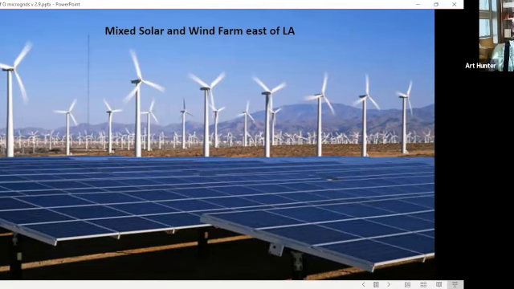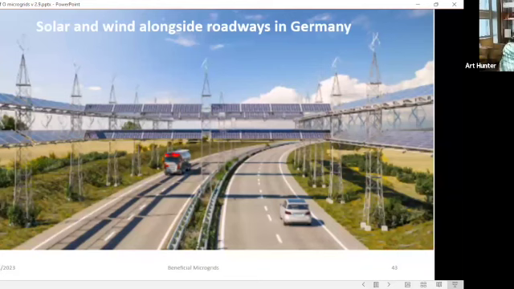So it's big business. In Germany, of course, the concern is always how do you find the land? And of course, the Germans said, well, look, why don't we use the land beside roadways and put both solar and little windmills all along it, and that way we're not compromising any farmland.